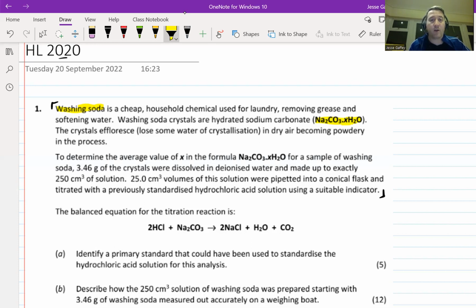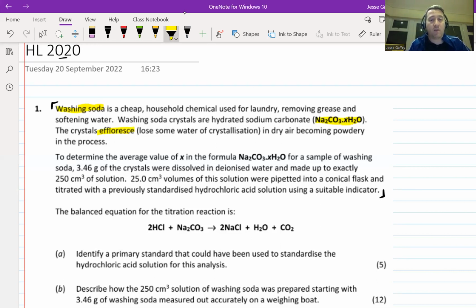And there's an X here. We don't know what number that is, but it will be a whole number. So there will be a certain amount of water molecules for every Na2CO3. The crystals effloresce, which means they lose some water of crystallization in dry air. So that straight away tells me if they lose water, then it's not suitable as a primary standard. So we shouldn't use this to make a standard solution.